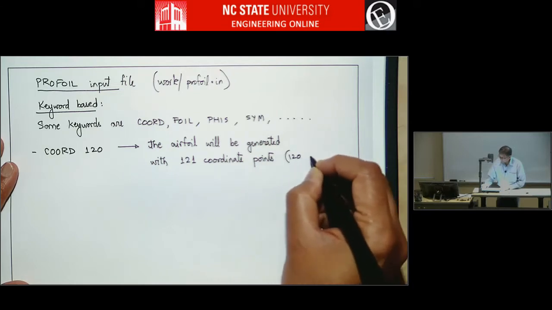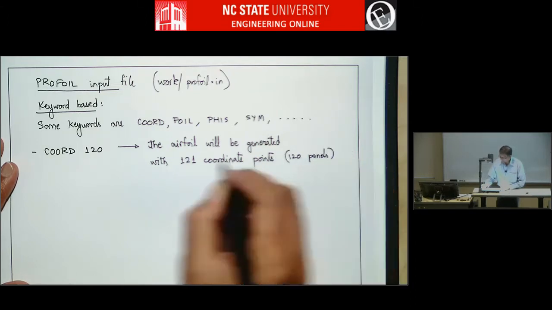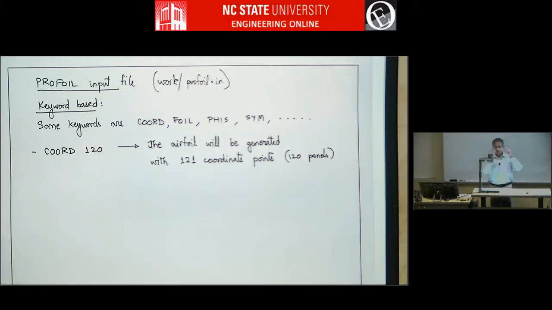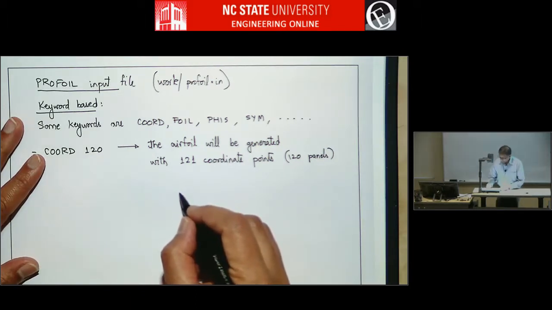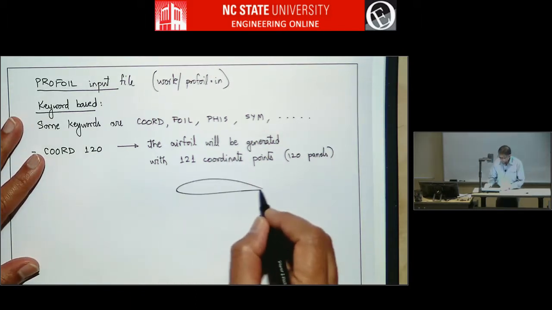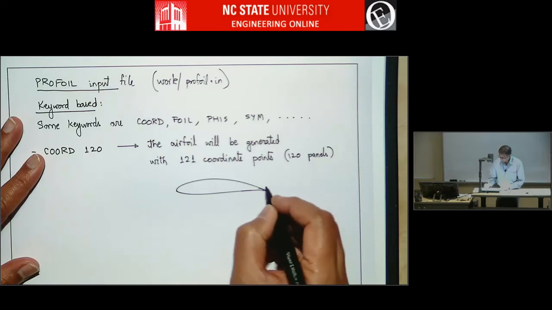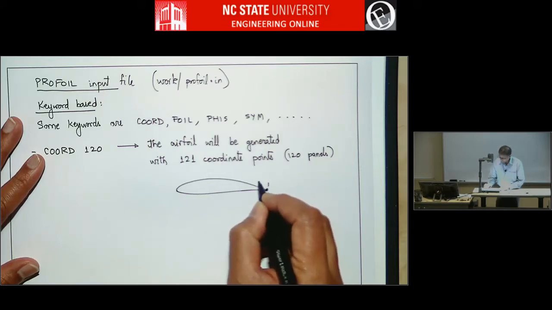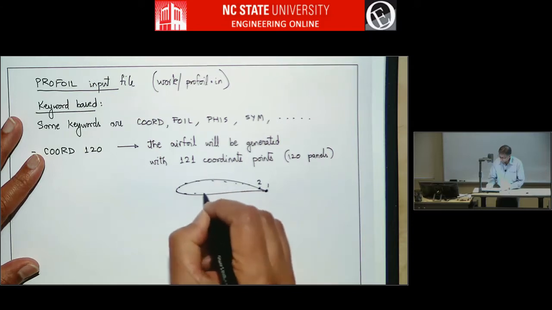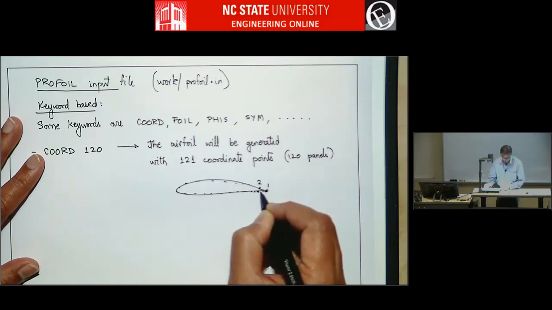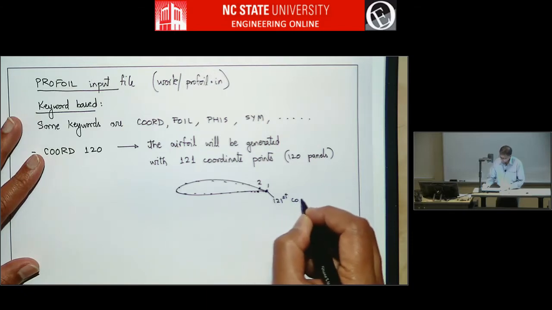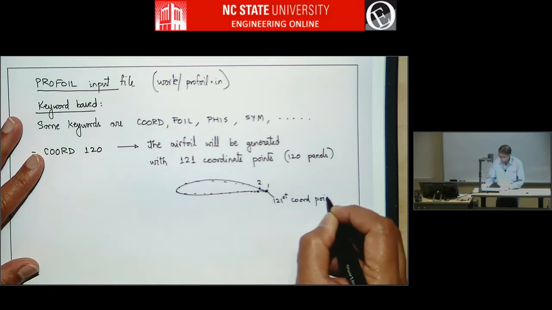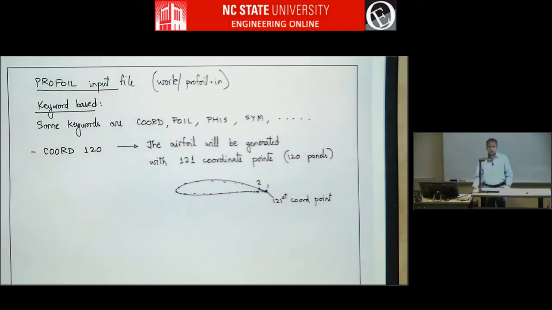It's like 120 panels, right? So that's why this is 120. 120 means there are 120 panels, so there will be 121 coordinate points. Let's say your airfoil is like this. This will be the first point, second point, and so on. Then you'll have all these 120 points, and then this will be again the 121st coordinate point. This is how it will be in the output file. So the output file will have 121 points.